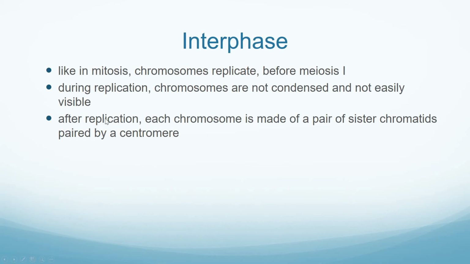So we'll start off with interphase. It's very much like mitosis, where the chromosomes replicate before meiosis 1, and during that replication, chromosomes are not condensed and are not easily visible, and after the replication, each chromosome is made of a pair of sister chromatids joined by a centromere.